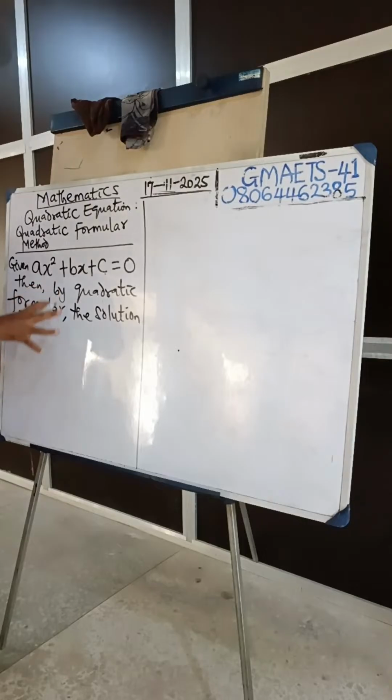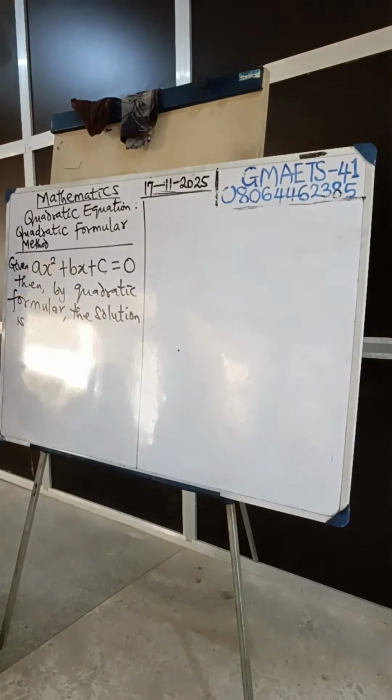We want to find the value of x, because it is always the value of x that we look for. Is that not so? Yes, the value of the unknown. Generally, we use x to represent it. Like I said, it can be any other alphabet as the unknown. Here, we are using x.